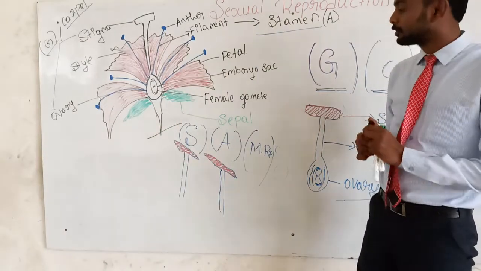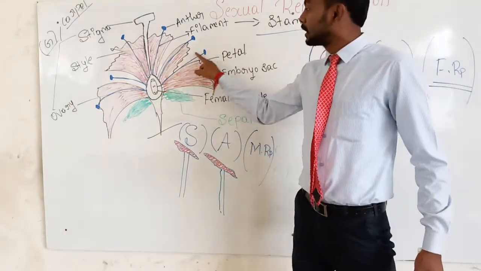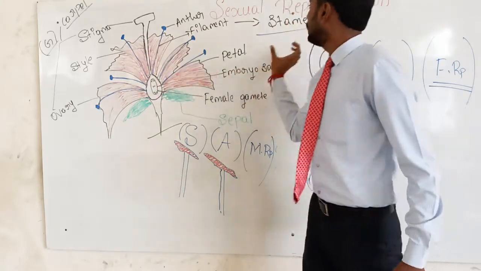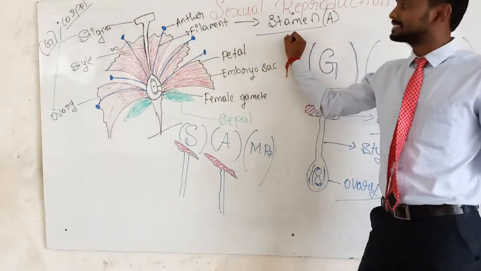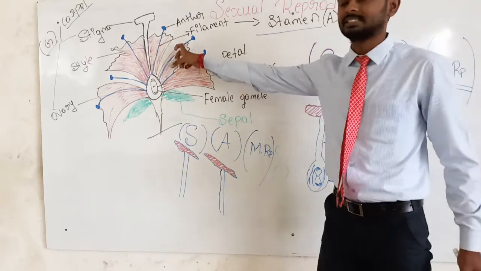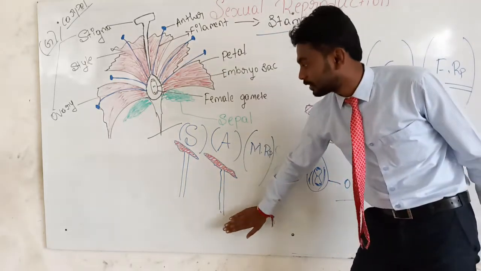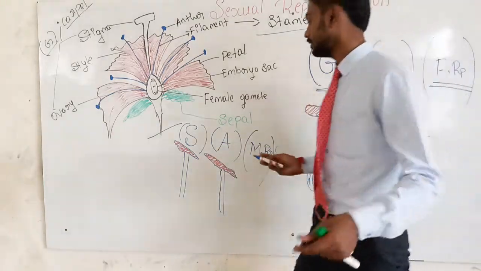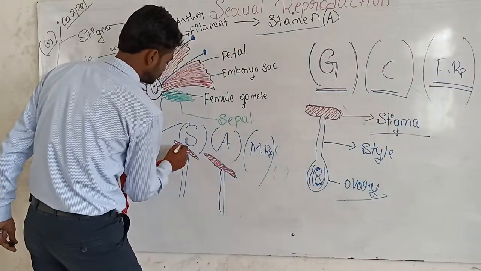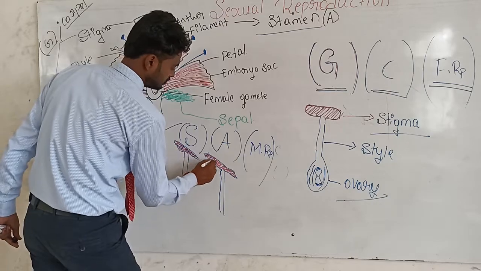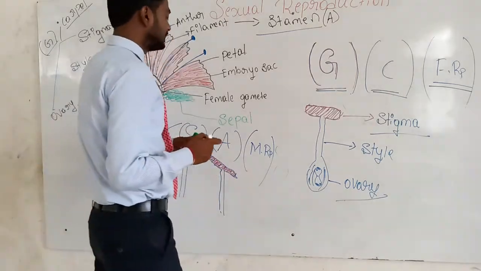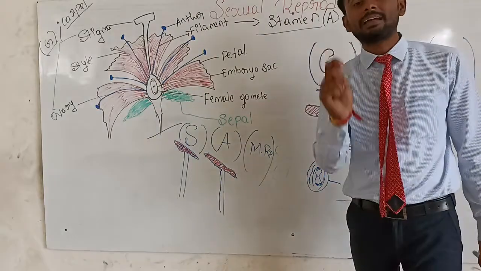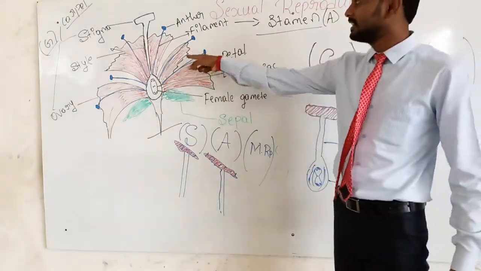Dear students, listen to me. The blue colored parts are there, no? Those are stamens. See students, I am taking the stamens outside. We are looking at this. The stamen is a male reproductive part present in the flower.